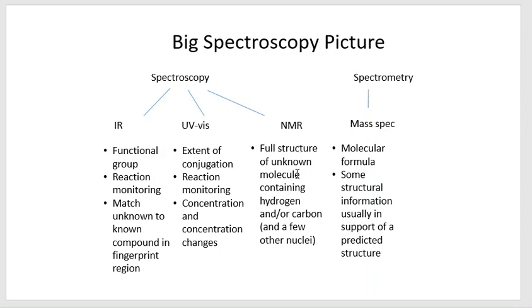The organic chemist's best friend is the NMR, nuclear magnetic resonance, and we'll get to that soon. You can actually figure out the full structure of a molecule using NMR. We'll also look at mass spec and UV vis.